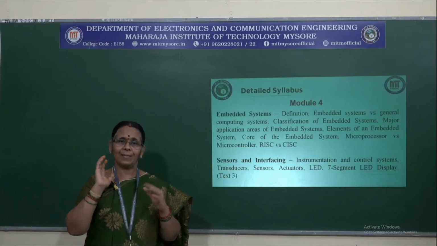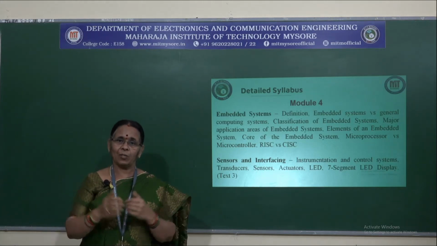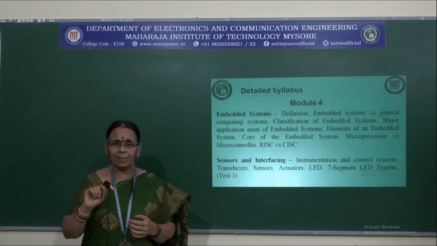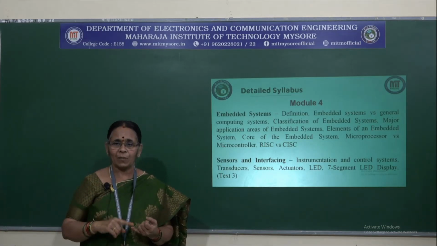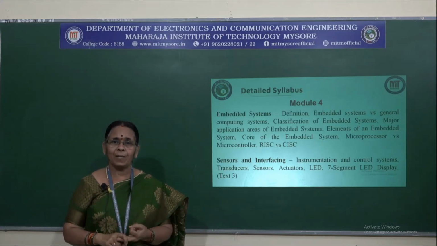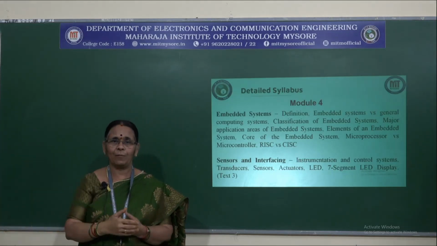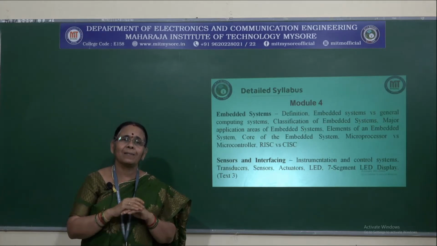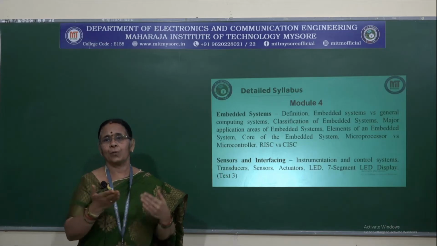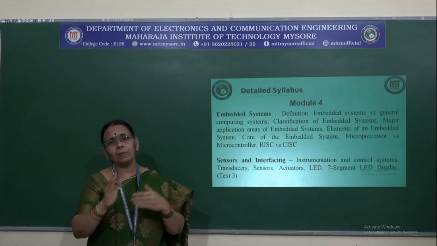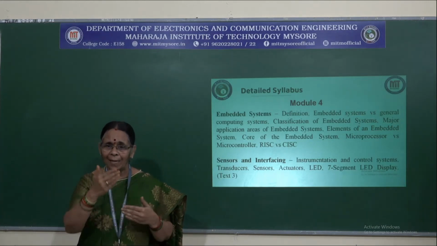Under this you are going to study the definition of what an embedded circuit is, the different parameters of embedded systems, embedded system versus general computing system, classification of embedded systems, and major application areas of embedded systems. I told one example is your mobile phone. Like that, embedded systems are everywhere. You take the example of your automatic washing machine, there also you have an embedded system. Wherever you go, you have an embedded system or embedded circuit. Those examples you are going to study in detail here.